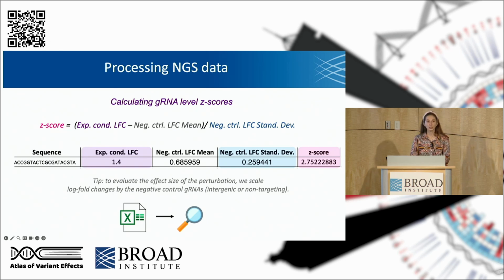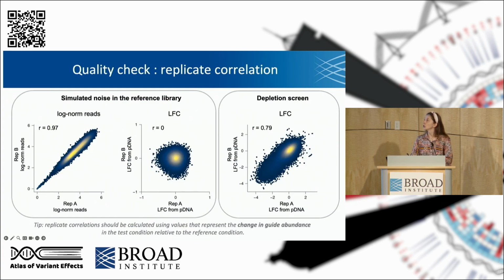Okay, so now you've got your pretty Excel sheet with all the log-fold change values and z-scores in place, and it is time to dig in and understand how well your screen actually performed. The first metric to assess is whether your experiment is biologically reproducible, meaning how well your replicate A is correlated to replicate B. And in order to do so, we need to understand which numerical values we should take for building such correlation plots.